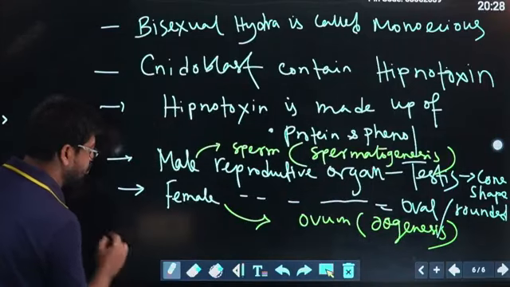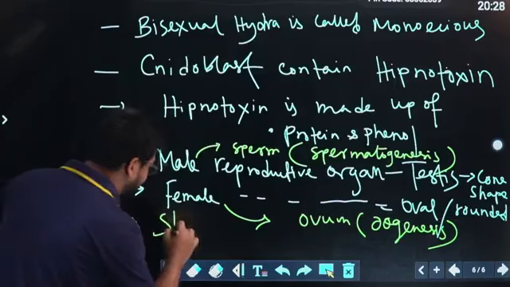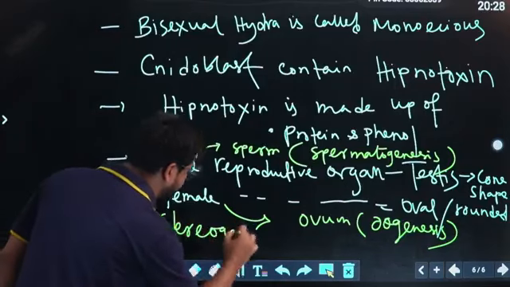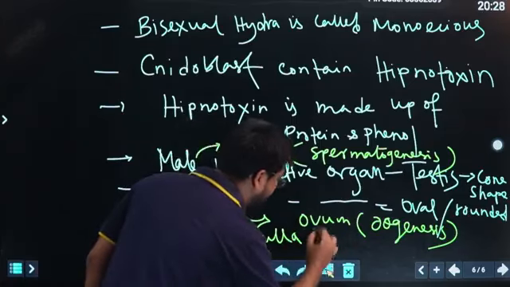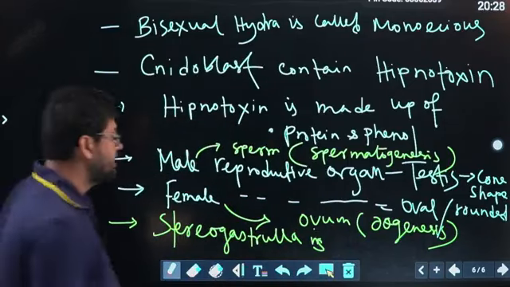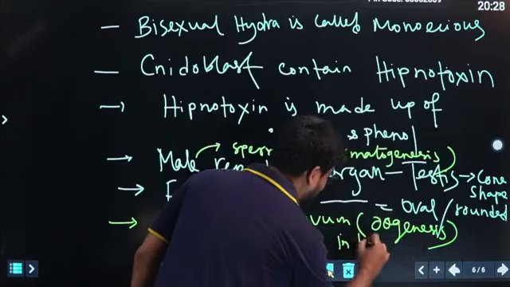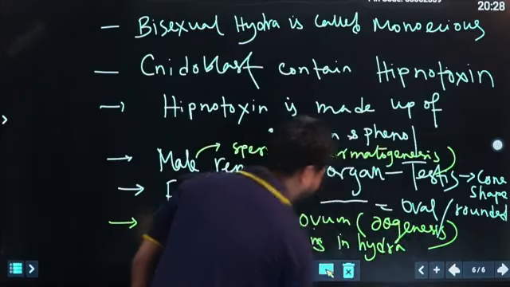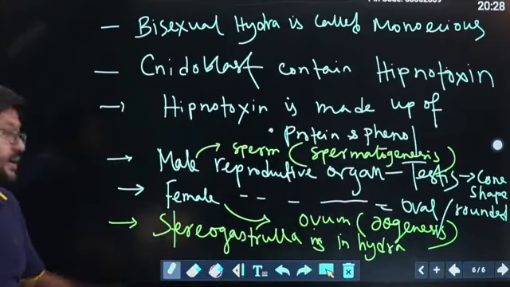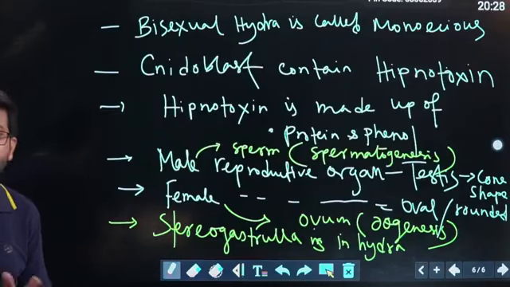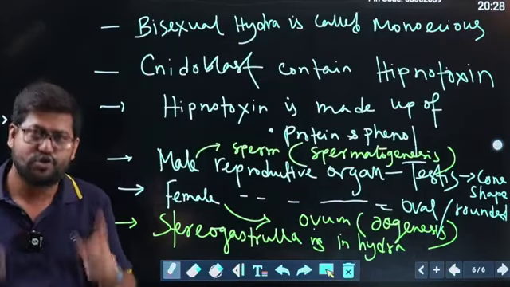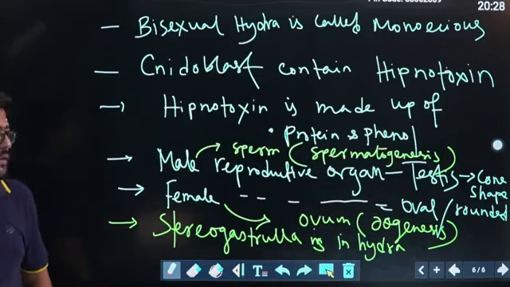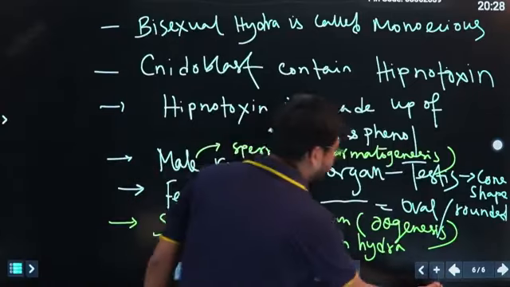Another important issue: what is stereogastrula? Gastrula is found in hydra. Okay, which kinds of stages are observed in hydra with consideration of their age? You can say it is the polyp and medusa. So in this way many questions come in your exam, so you have to be prepared for this. Okay, now I'm moving on to the next topic.